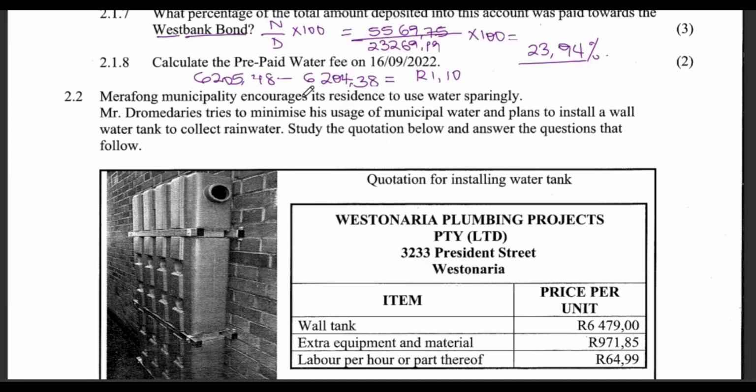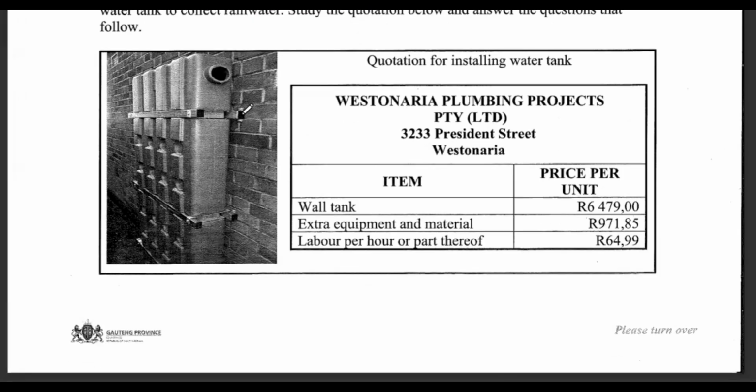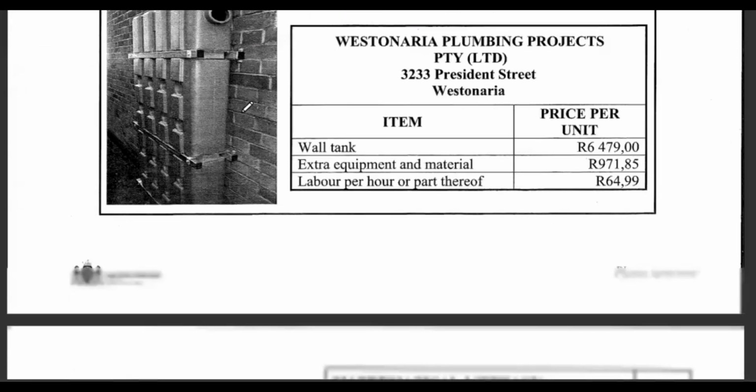The municipality encourages its residents to use water sparingly. Mr. Donald tries to minimize his usage of municipal water and plans to install a wall water tank to collect rainwater. Study the quotation below and answer the questions that follow. So this is it. All right.